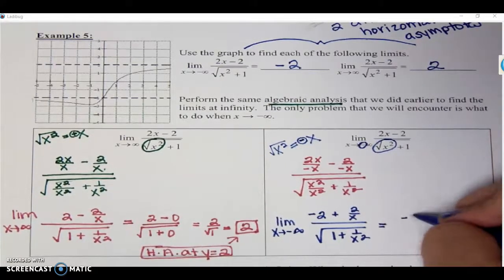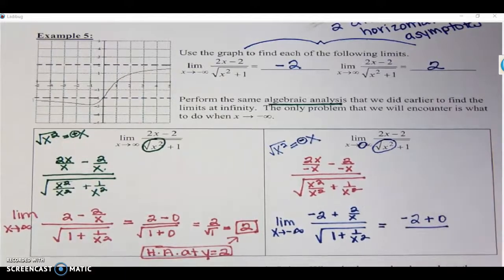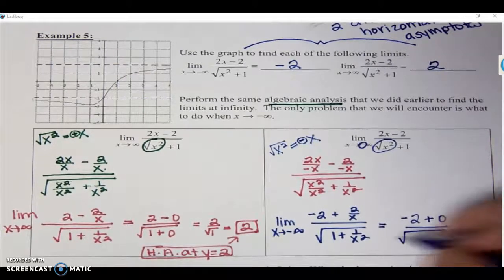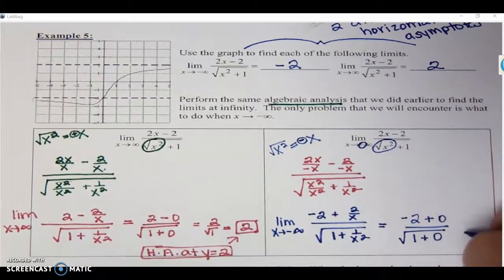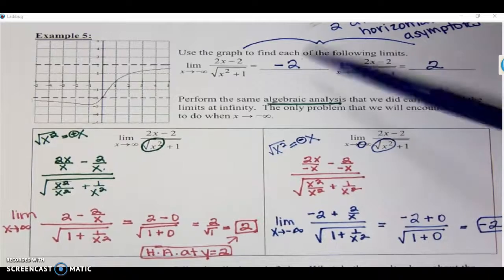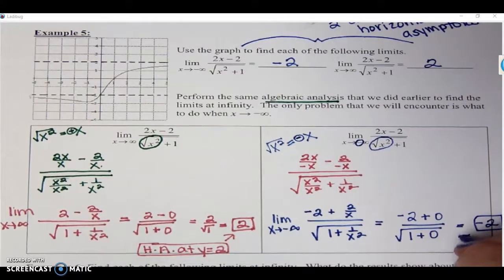So the constant will stay negative 2. Small over big is going to give us 0. Keep our square root. Constant 1 stays. Small over big gives you 0. So we're going to have negative 2, which is what we said the answer should have been up here from our graph. So this means we have a horizontal asymptote at y equals -2.